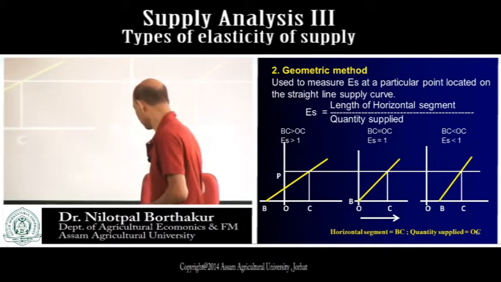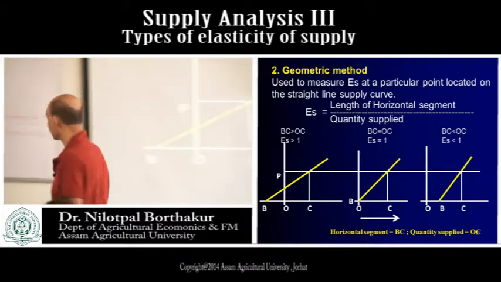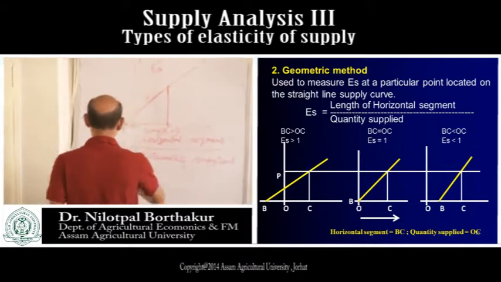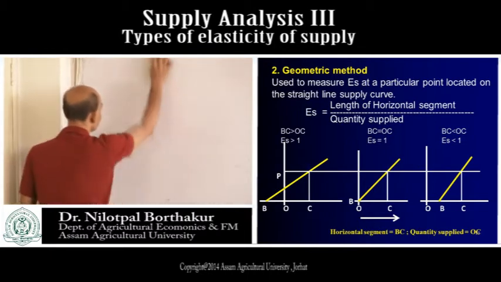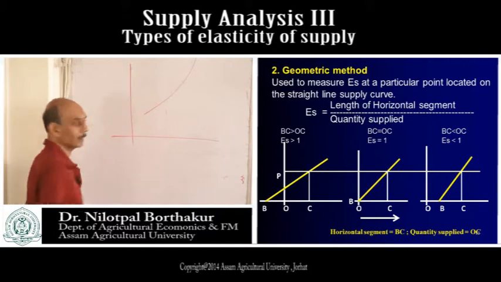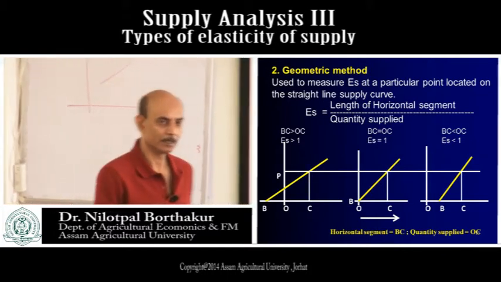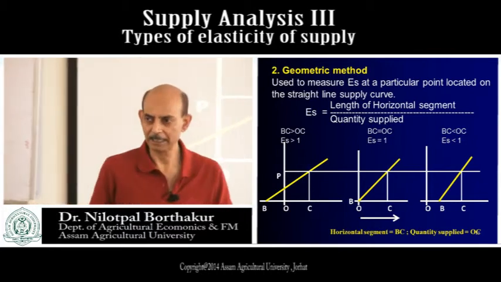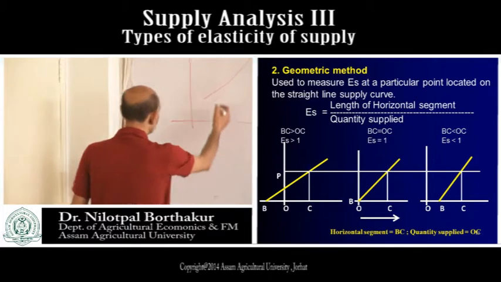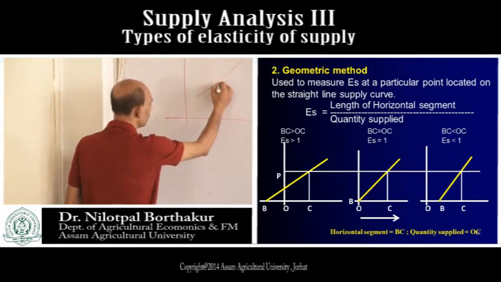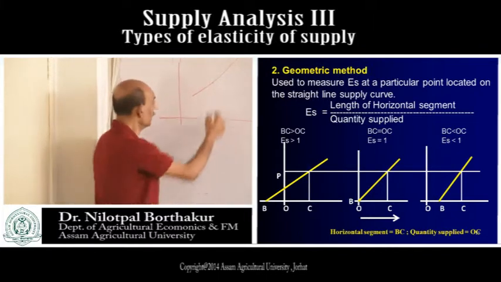Now if we find that the supply curve is not a straight line but a curve, then what shall we do? This is a supply curve. The supply curve may not always be a straight line. It may be a curve also. If it is a curve, what shall we do? If we want to estimate elasticity at a particular point on the supply curve, we draw a tangent at that particular point.